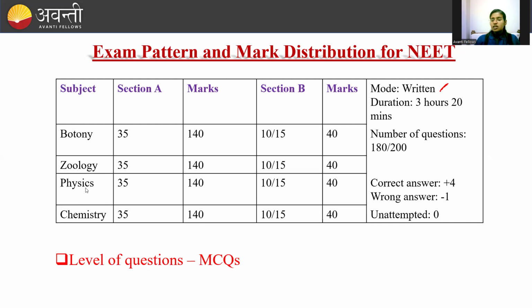I was just telling. And here also for each correct answer, you will have +4 marks, and for each wrong answer, -1. And for unattempted questions, it is 0. The level of questions here, we don't have any numericals. It is fully of MCQ type only. Only multiple choice questions you will have in NEET. Got it? Any doubts so far?